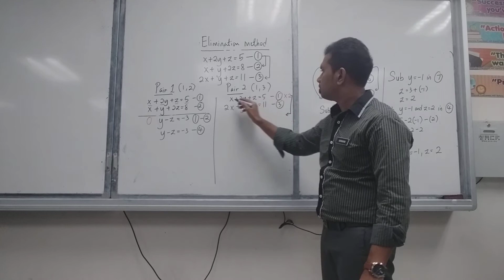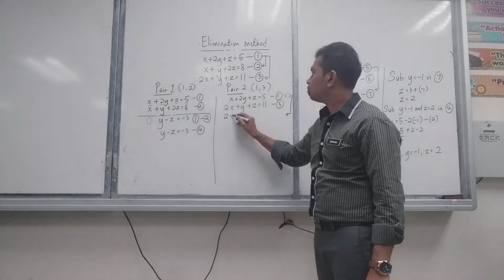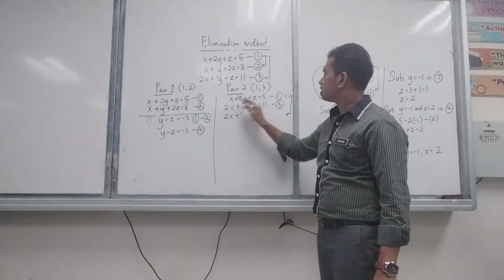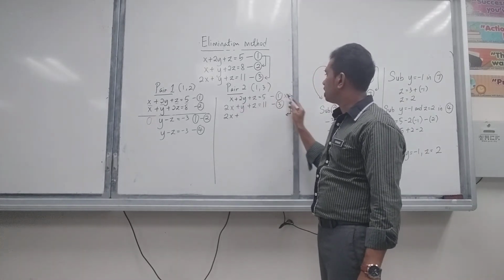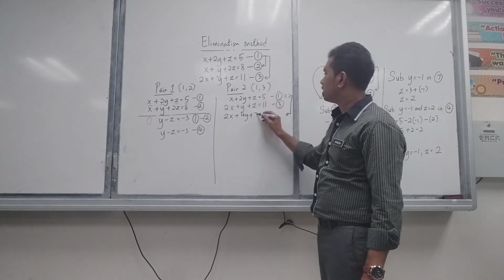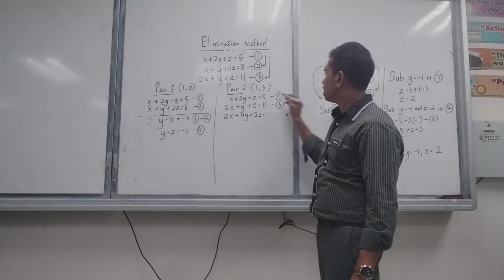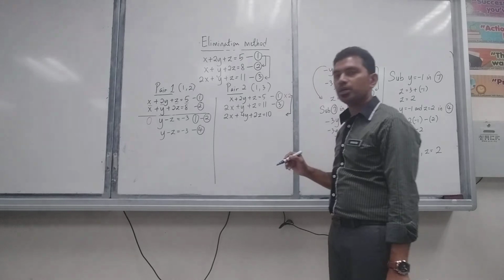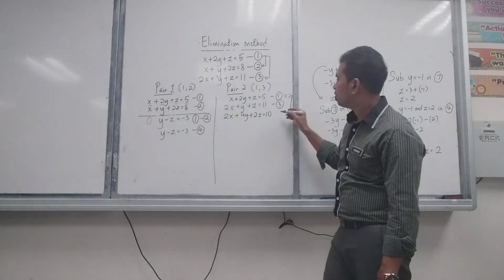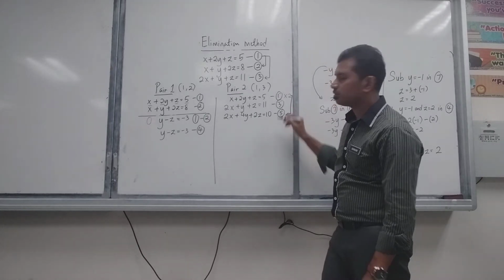First equation you times 2, this one becomes 2x times 2. X times 2 is 2x. 2y times 2, you're going to get 4y. Z times 2 is 2z, 5 times 2 is 10. Okay, so we have 1, we have 2, we have 3, we have 4, so we put it as 5.